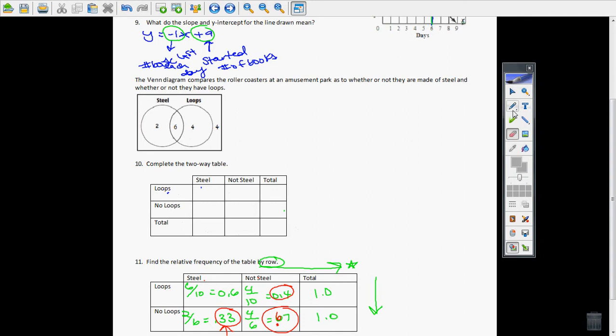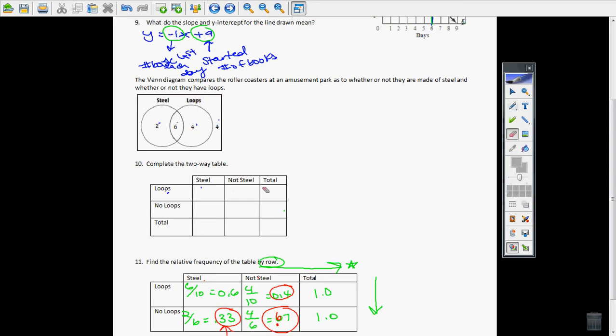Okay. So here we have a Venn diagram that compares the roller coasters at an amusement park as to whether or not they are made of steel and whether or not they have loops. So this number right here means there are 2 roller coasters that are made of steel but that do not have any loops. There are 6 roller coasters that are made of steel and have loops. There are 4 roller coasters that have loops but are not made of steel, and then there are 4 roller coasters that are not made of steel and that do not have any loops.